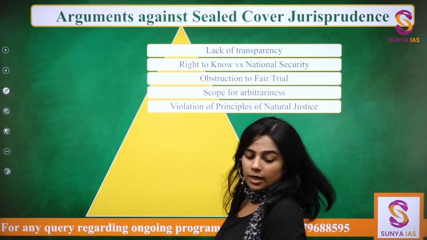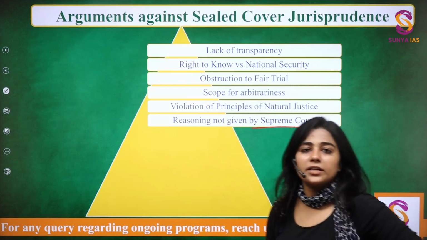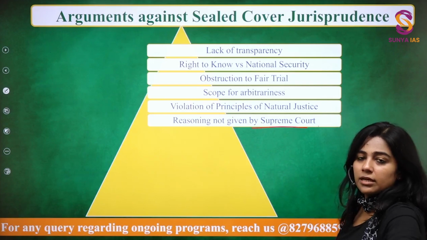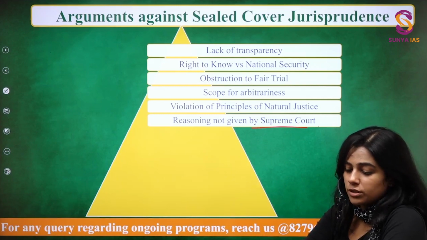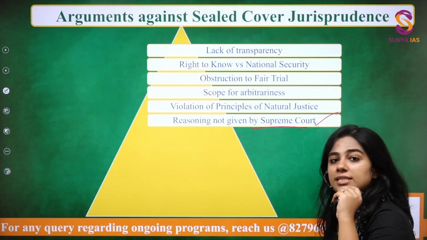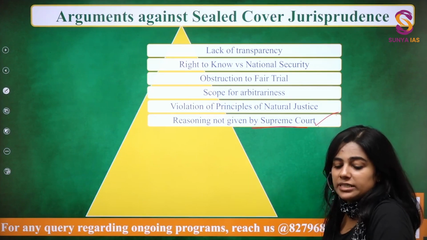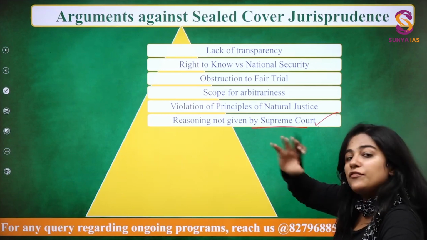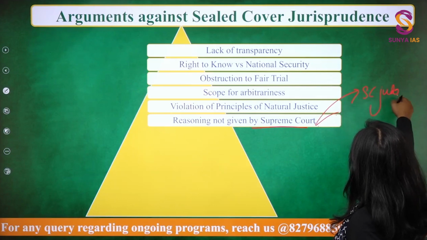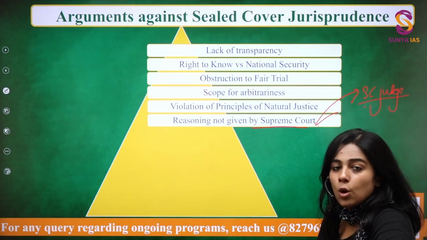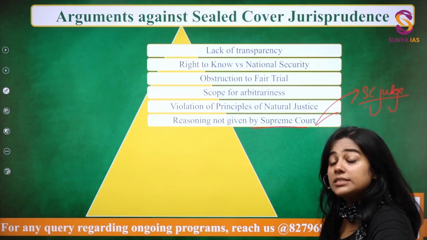Okay. Then the reasoning why a particular file would be there in sealed covers is not given actually. There is no justification by the court orders. It's just that the government has said that this is sealed cover, and the Supreme Court ends up agreeing with it. And there was a different case related to this, wherein a recommendation for a Supreme Court judge, why it was rejected, that particular sealed cover information was released by the Supreme Court.